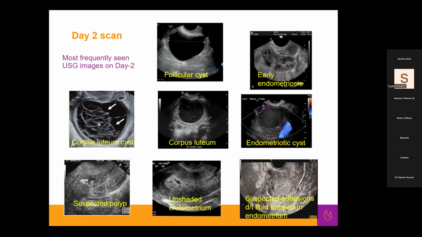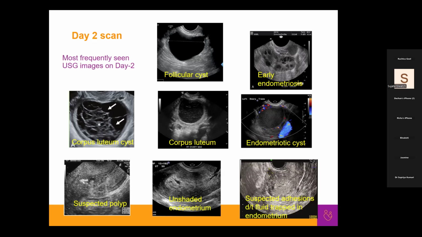Fair enough. Ma'am, these are some of the day-two scan pictures which are most commonly seen. In the first picture, we can see a follicular cyst. The next picture shows the two ovaries, both lying in the POD and very close to each other. This is the picture of kissing ovaries, so we can say this is a picture of early endometriosis. The third and fourth pictures are the corpus luteum cyst. We can see a very big corpus luteum with multiple echogenicity inside it and a thick wall.